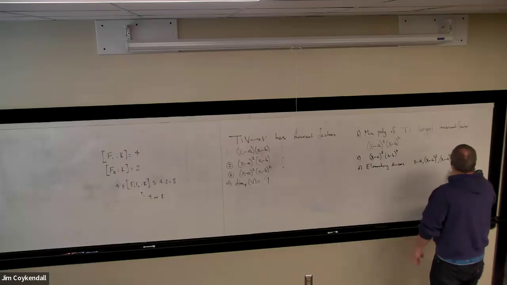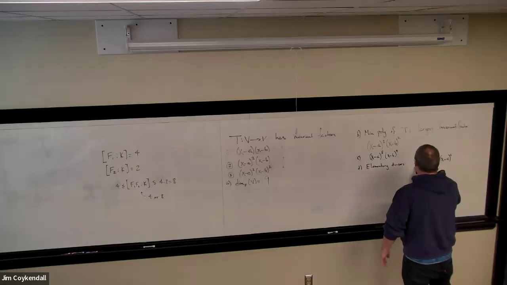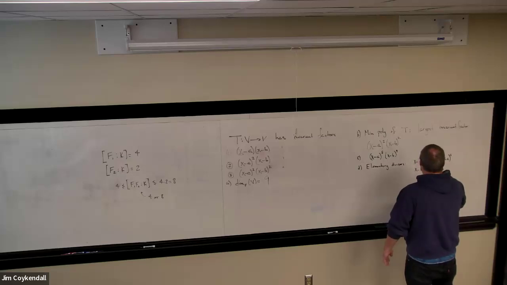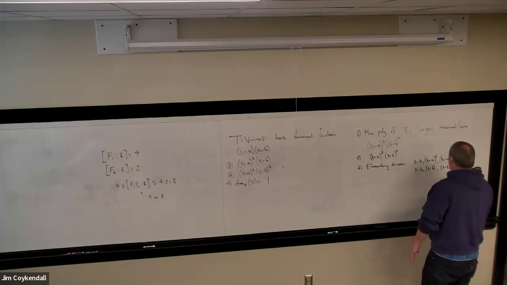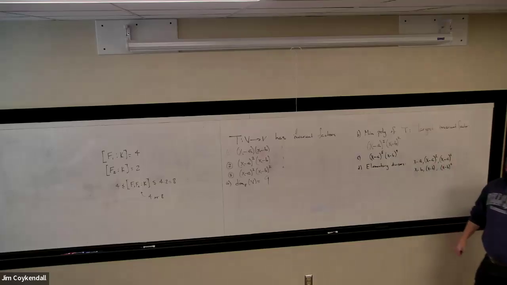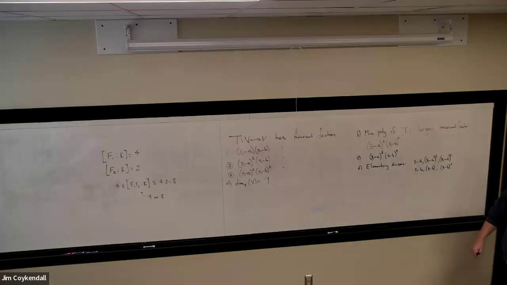And what do we got here? x minus b. x minus b. x minus b squared. There we go. Everybody groovy on that?